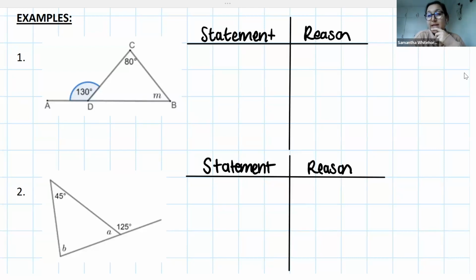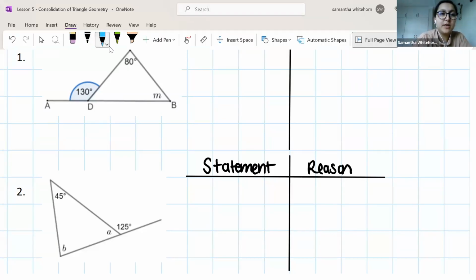Does anyone want to raise their hand to help me with question 1? Anyone feeling like explaining question 1 for us?